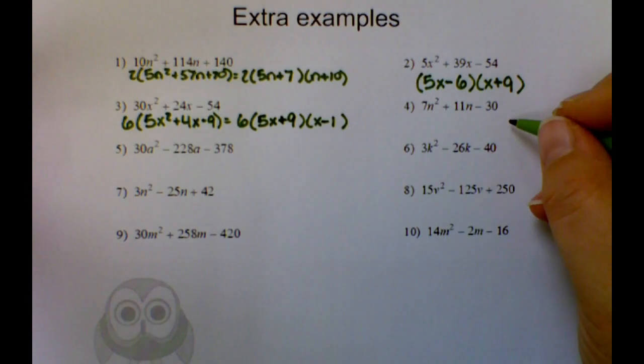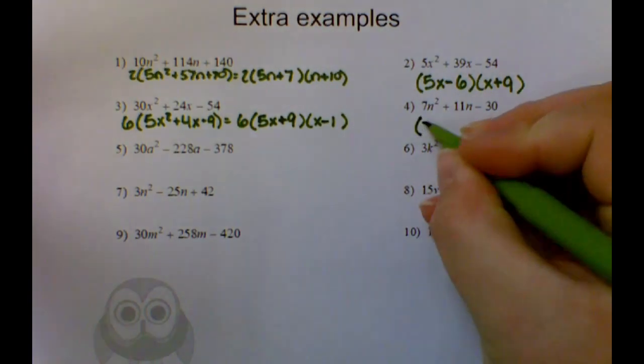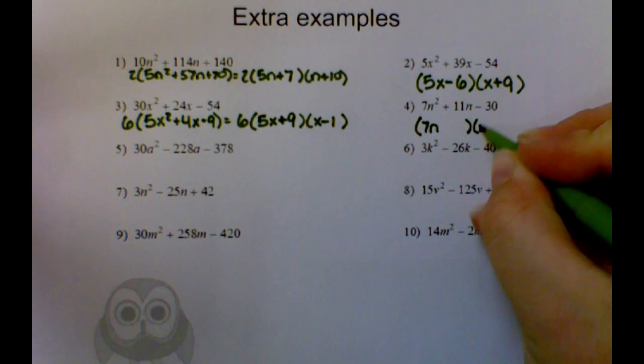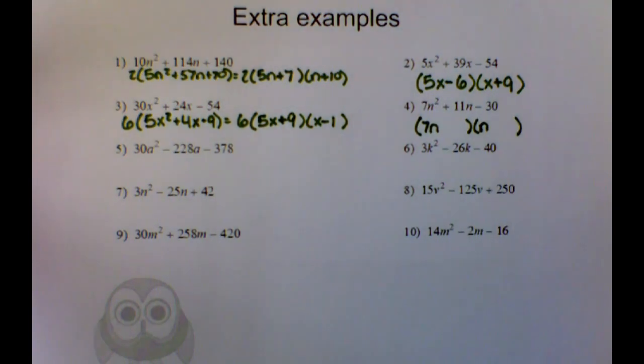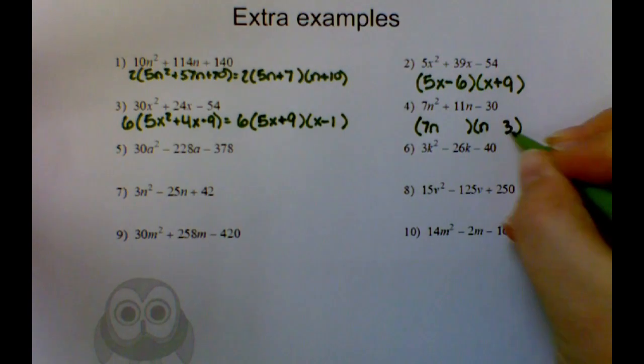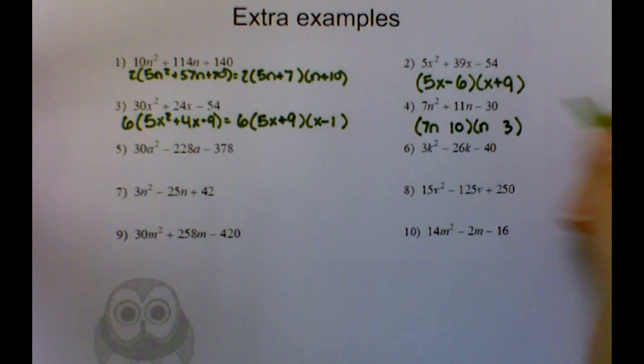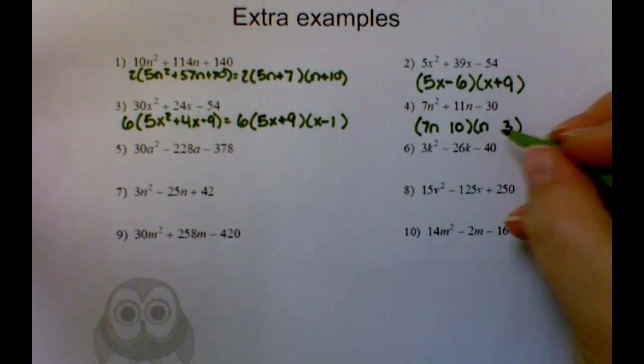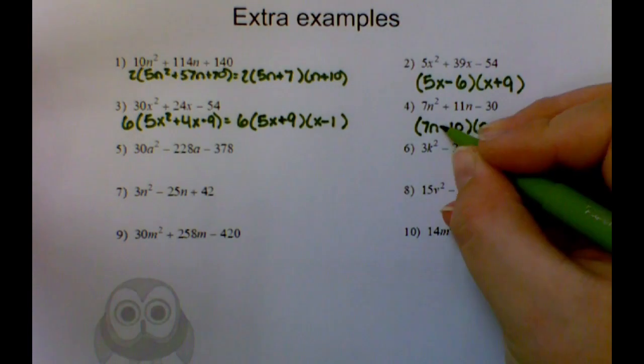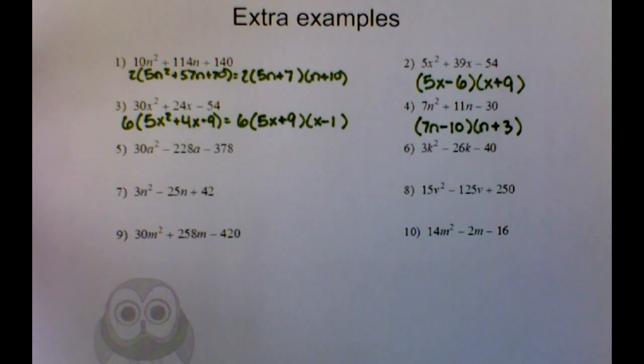For number 4, we do not have a GCF, so we dive straight in. We have 7n and n. Numbers that multiply to 30, I have 1 and 30. I don't think that'll work. 2 and 15, I don't think that'll work. 3 and 10, I do think, because 3 times 7 is 21, and 10 makes 11. So positive 21 minus 10 leaves me with 11.